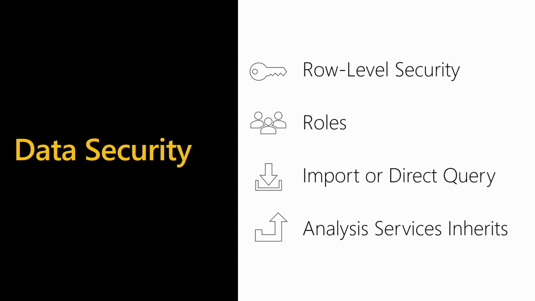For analysis services live connections, you configure row-level security in the analysis services model, which is then used by Power BI. You cannot configure additional security when using live query datasets.